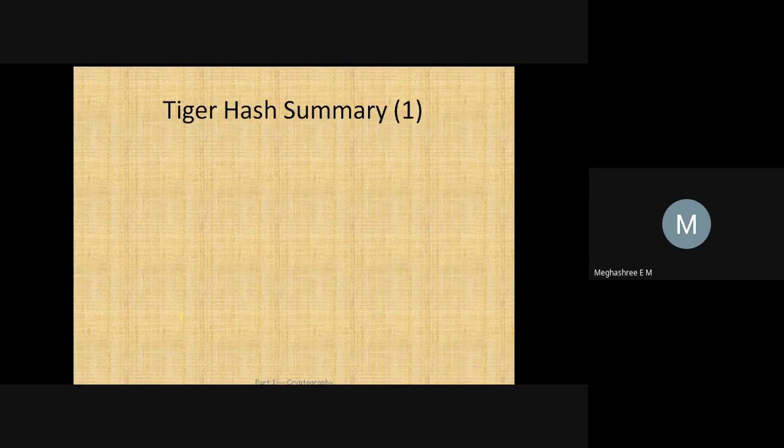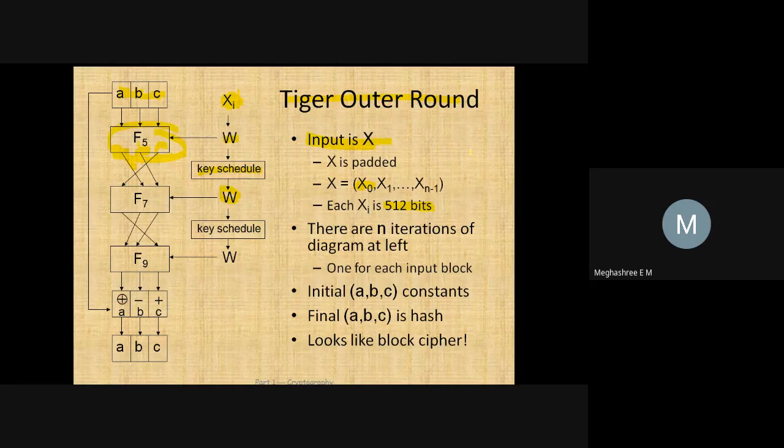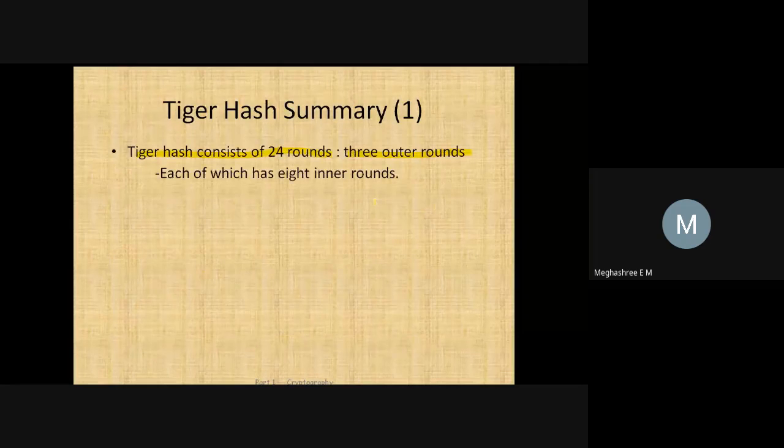Okay. So let's summarize this hash function, the Tiger hash function. As I said, Tiger hash consists of 24 rounds in total. That means 3 outer round calculations, which is this one, and each outer round will have 8 inner round calculations.